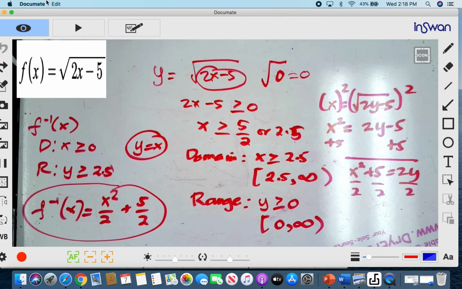That is why it is right to say that when we find the domain and range of our inverse function, all we need to do is to flip the domain and range of the function itself.